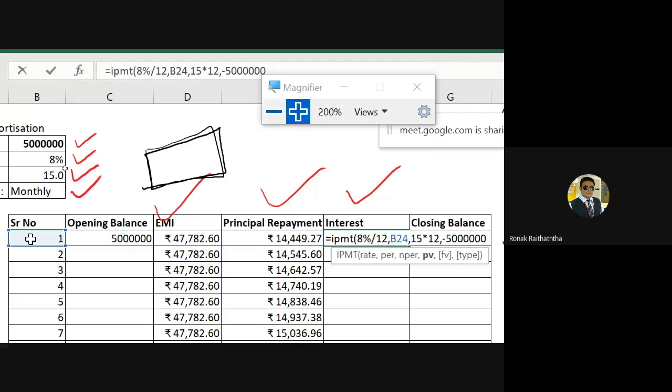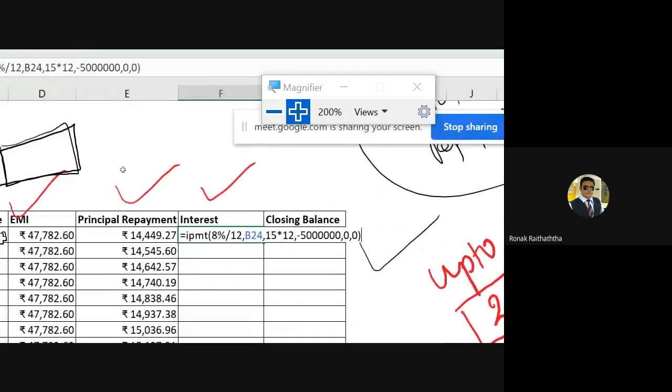में गलती नहीं करनी है, comma, FV shall again be 0, comma, type shall again be 0, not comma, it would be the end of the bracket at the end, sorry. So here is how the syntax would be looking like. Once you are done with this, I can move ahead, shall I? Yes, sir. Okay, pressing enter.